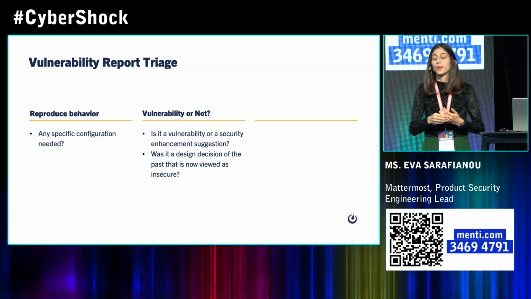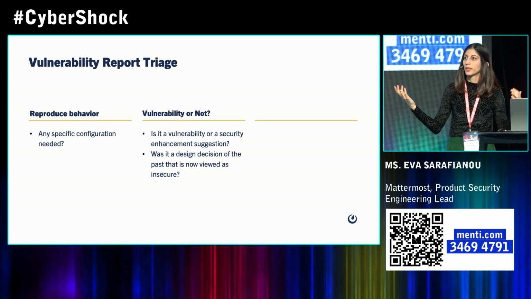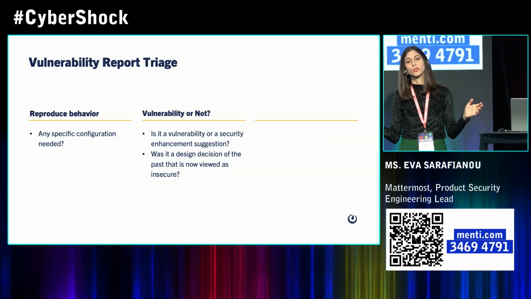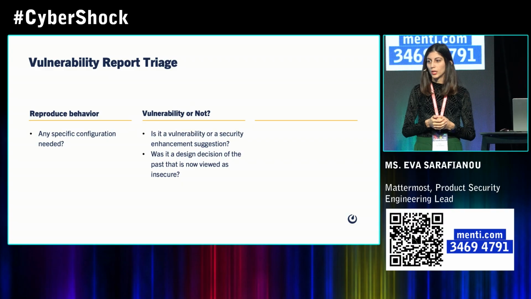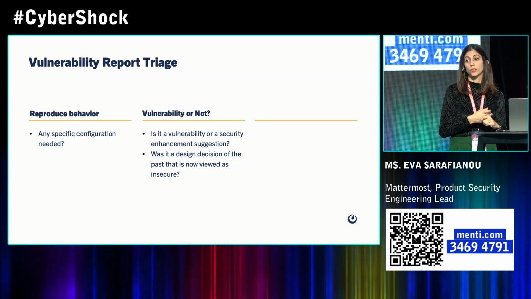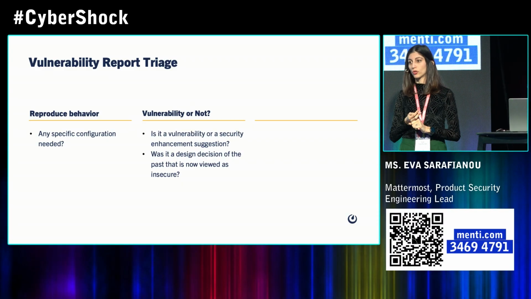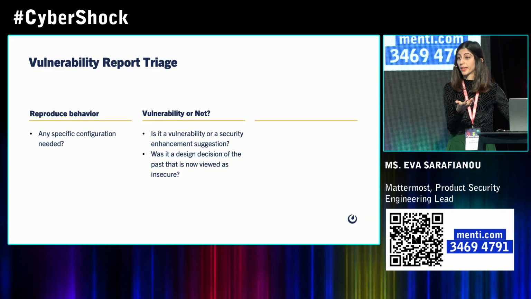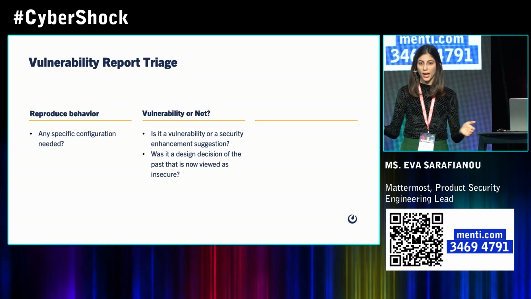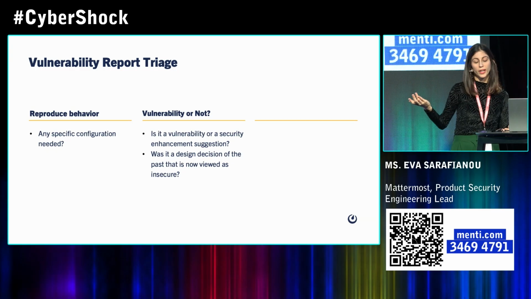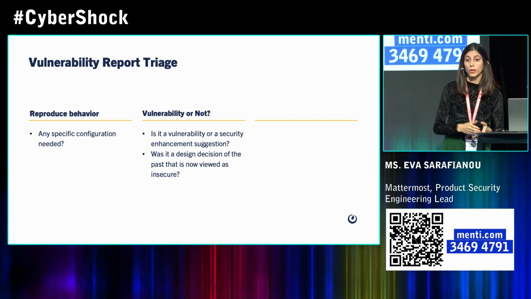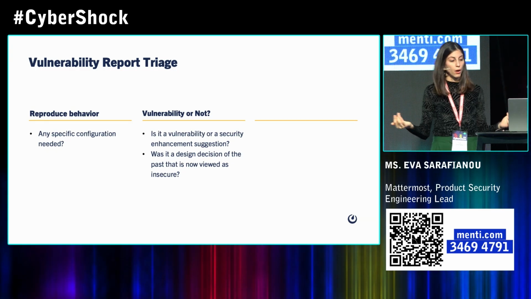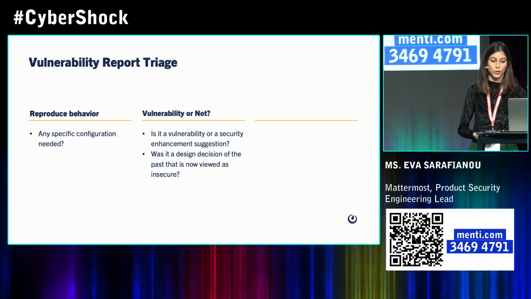The other question is, was this a design decision of the past that we now view as insecure? What I mean by that is, it's possible that five years ago, we designed a feature in such a way that we viewed as secure. Threat landscape changes, the risk appetite of an organization changes. So the fact that we decided like that before means nothing. And we can handle this as a vulnerability too. So we can have code implementation misses or deliberate designs that are now viewed as not secure.